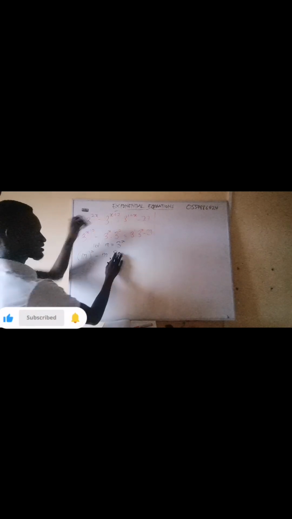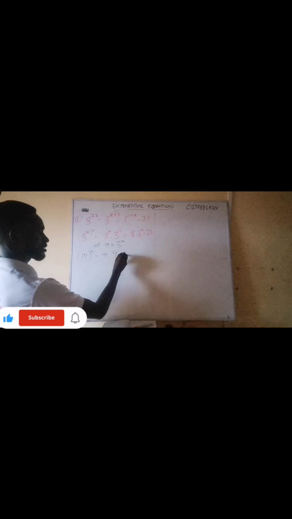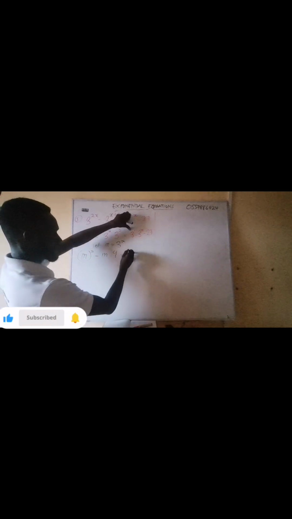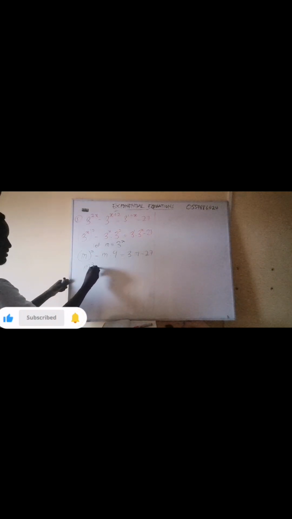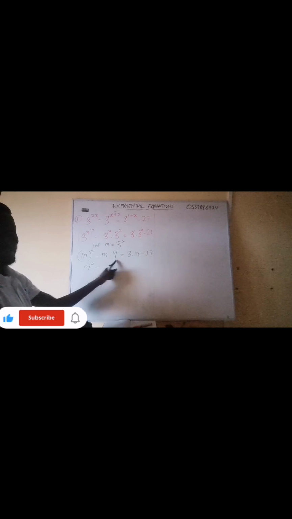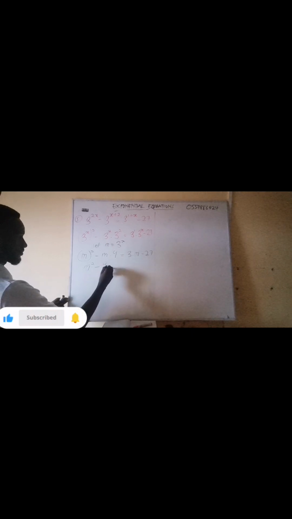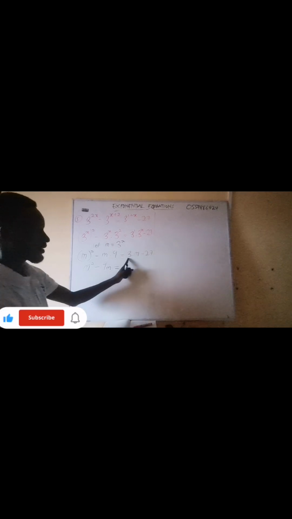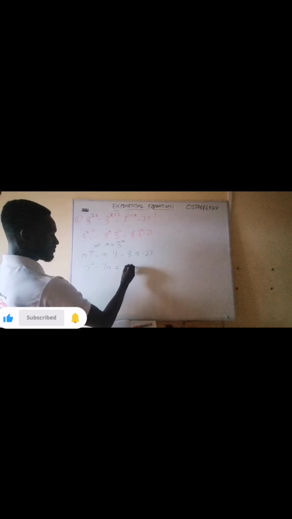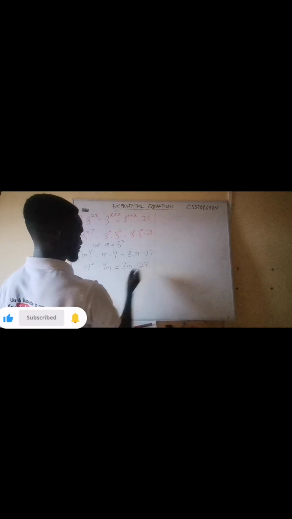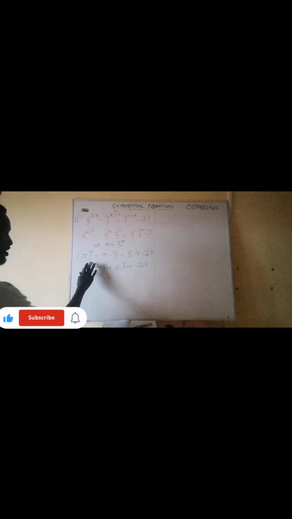This one is multiplication. Now this one is 3. Multiplying this one is m minus 27. Now this one will give us m squared. M times 9 will give us 9m. 3 times m will give us 3m. Then minus 27. I hope you are following.